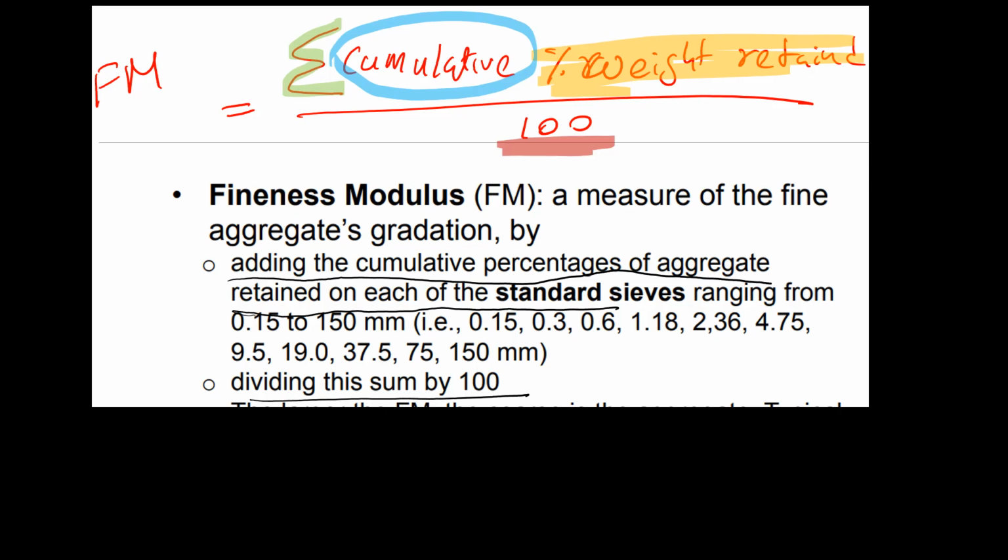Is that right? Okay, so in the table what was given to us was the weight retained, isn't it? So we first need to convert the weight retained to a percentage weight retained. How can we convert a weight retained to a percentage weight retained? Yes, you find the total weight. Can I give you a few minutes to find the percentage weight retained? Cumulative percentage weight retained over 100, yes.